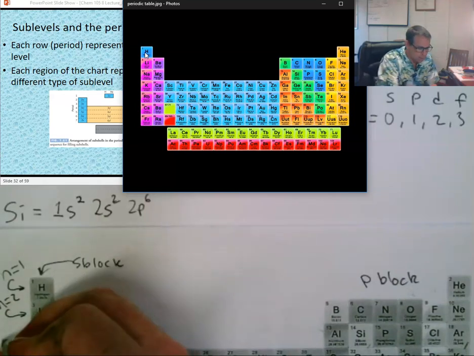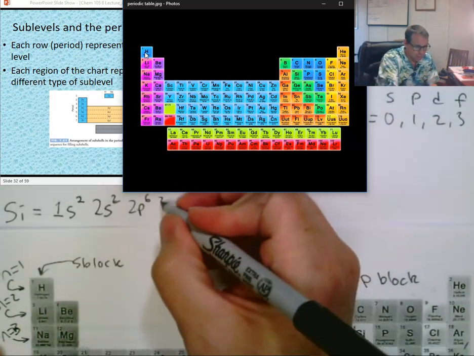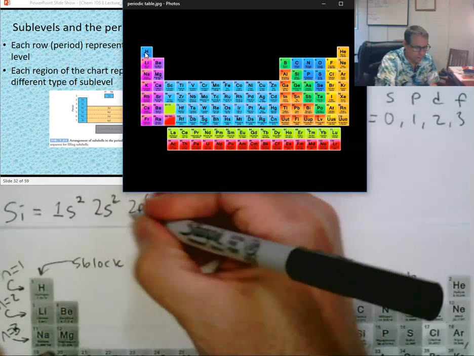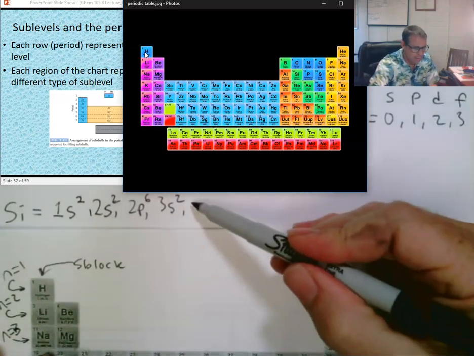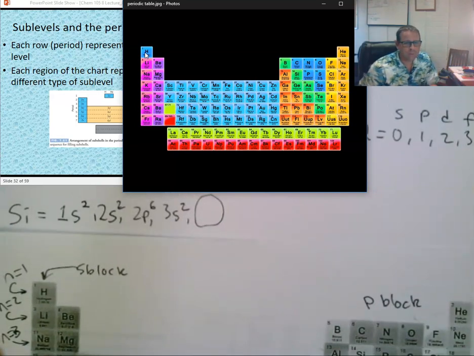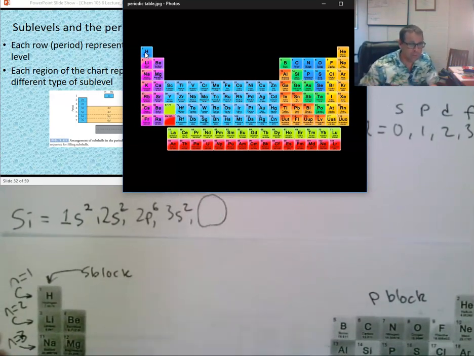Next we go down to here. This is n equals 3. Right here, it's the s block. So we have 3s2. And then we go over to here. Anastasia, what would the last little units be there? How do we finish up this electron configuration?